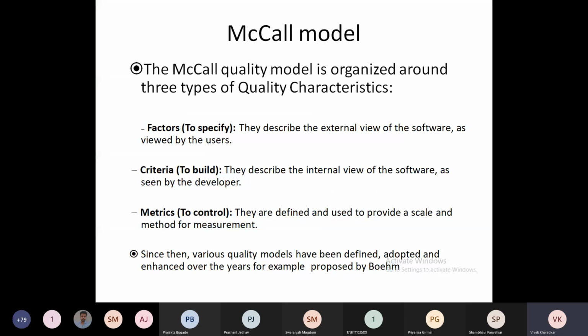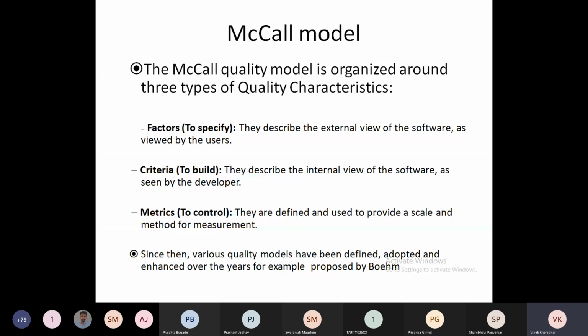This level is defined and used to provide the scale and method of measurement of criteria. So matrices define what scale and measurement we have for measuring that criteria. Based on that, matrices will actually measure it. Okay, so these are the three levels, factor, criteria, and matrices, in the McCall model, which is used to measure the software quality.